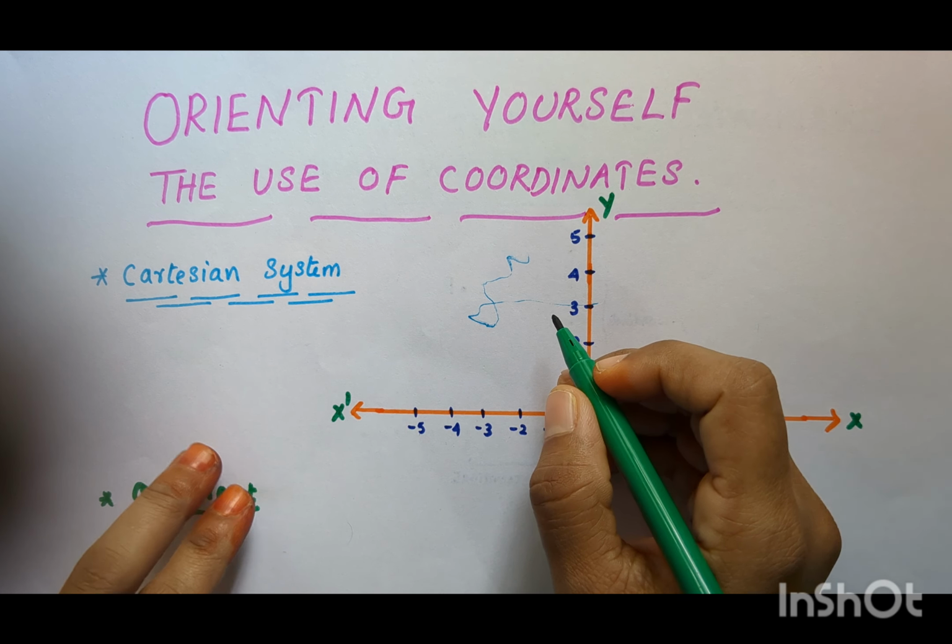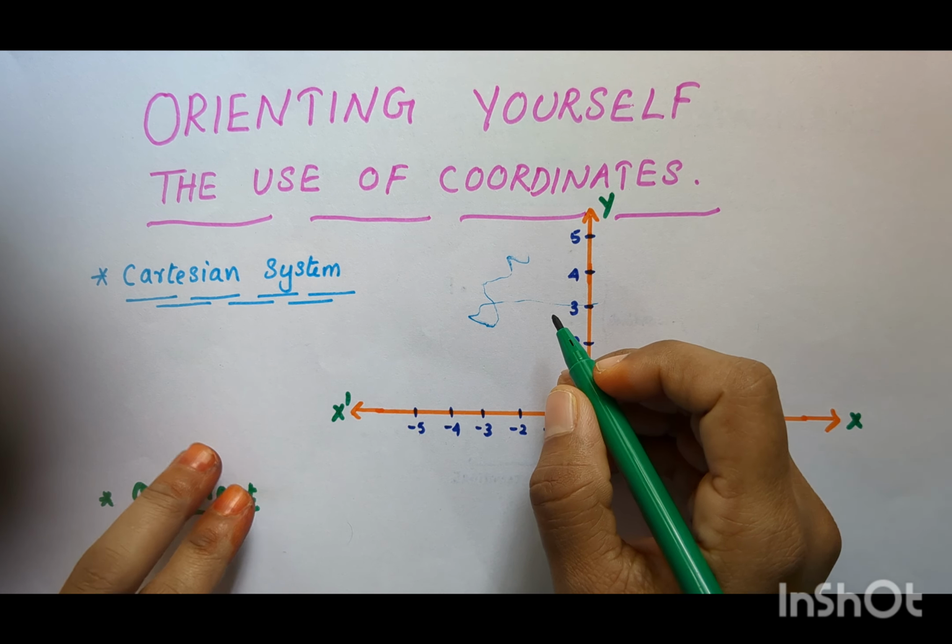And you see, these two lines, that is this horizontal line and this vertical line, are together called the coordinate axes or the axes of coordinates. This one is the x-axis, this one is the y-axis. These two together are called the coordinate axes or the axes of coordinates.